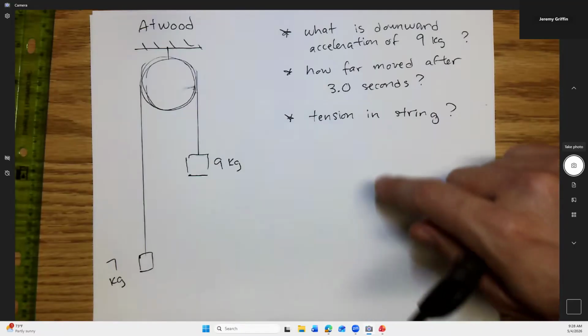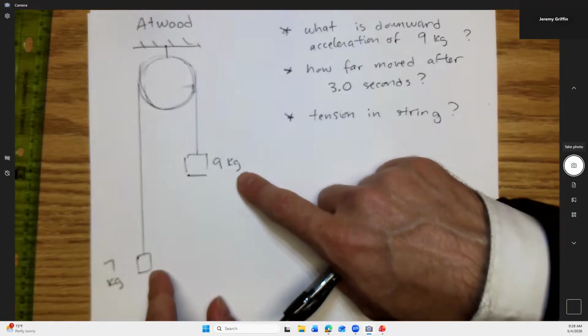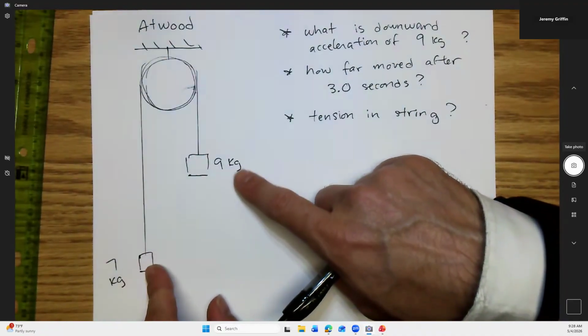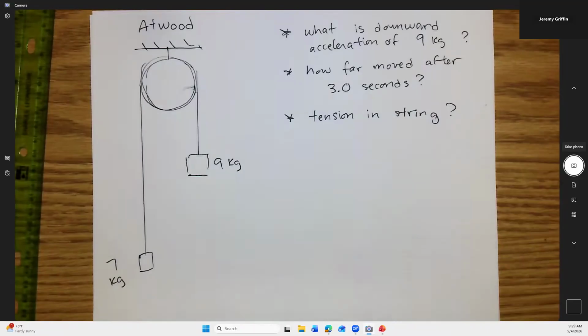Do you think the tension of the string? I know the weights of these blocks. Isn't it pretty much 70 versus 90 newtons? Does the tension have to be somewhere in the middle of those? The midway point would be 80 newtons, and it's always a little bit less than that, so I'm going to guess maybe 78 newtons. We'll find out.